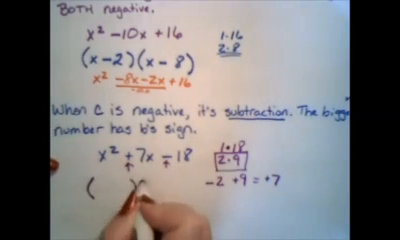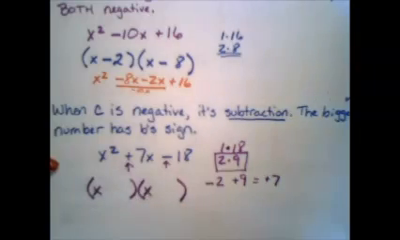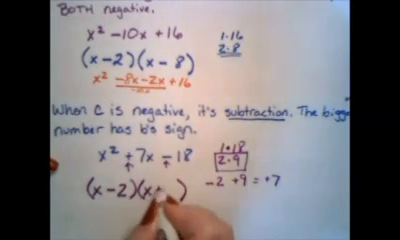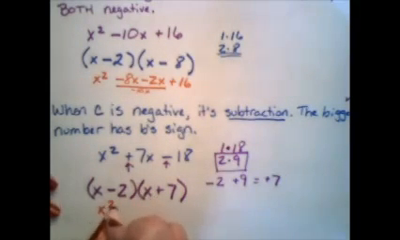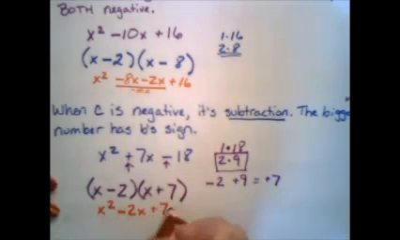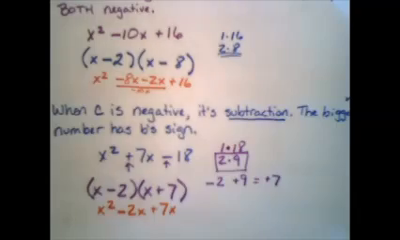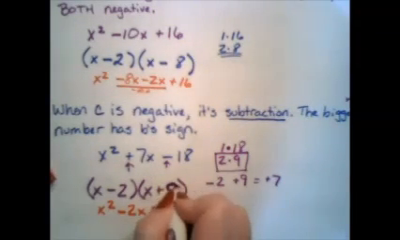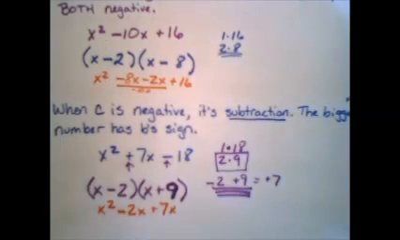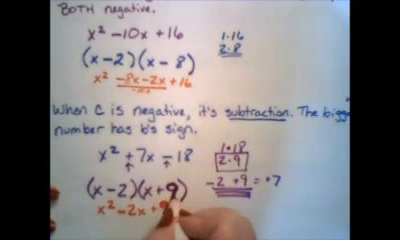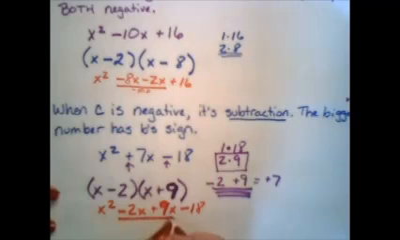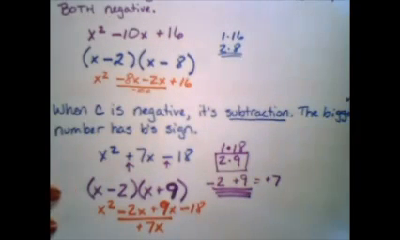So when I do my parentheses, I've got x in both of them, and one of them has a minus 2 and one of them has a plus 9. And when I check to make sure, x times x is x squared, minus 2x, plus 9x. And then negative 2 times positive 9 is negative 18. And these combine to make positive 7x. x squared plus 7x minus 18. So these are correct.